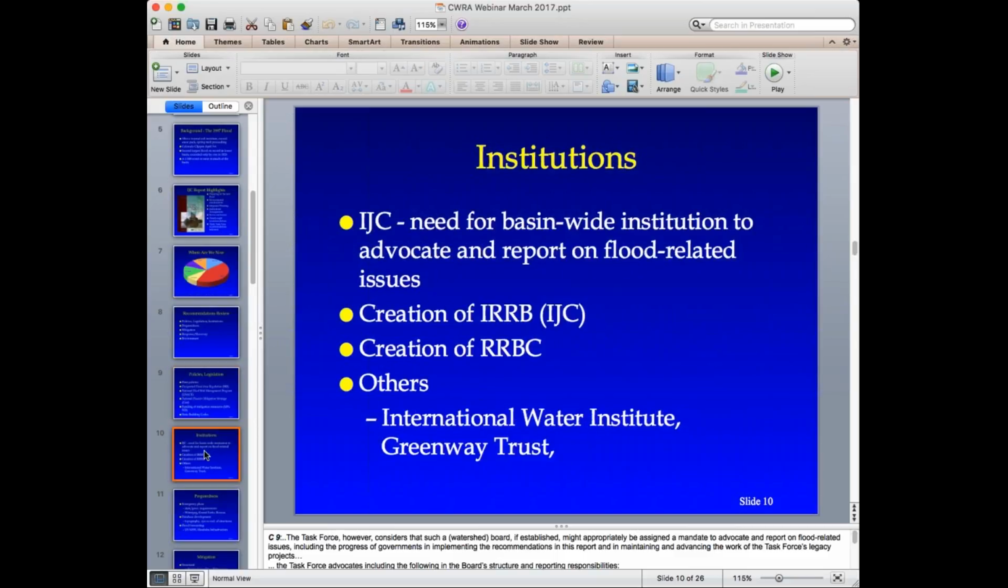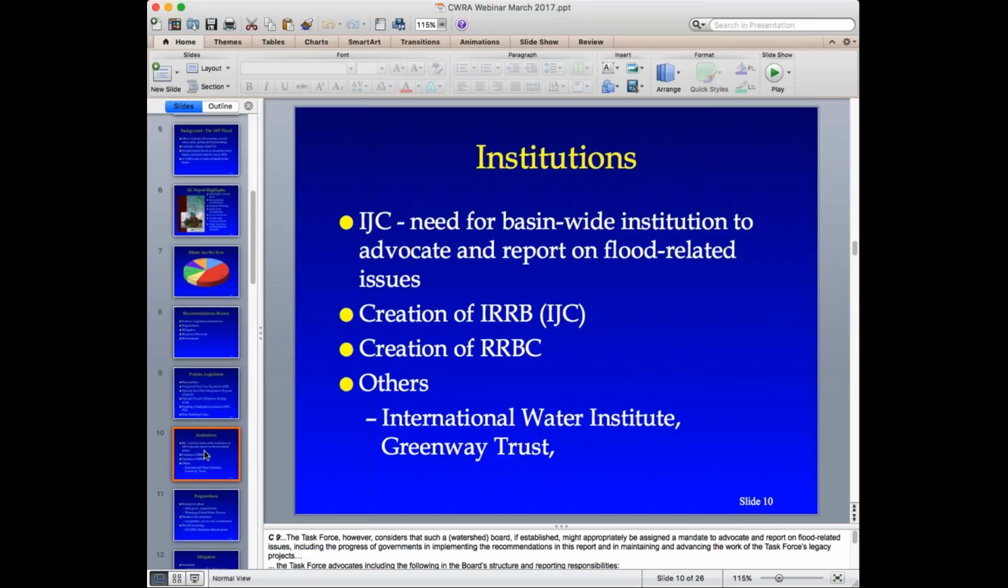In terms of institutions, the IJC did advocate for a basin-wide institution to report on flood-related issues, and the IJC itself created an international Red River board that was comprised of other boards that operated in the Red River Basin, but they brought them all together under one fairly large board that has water management and water quality issues to deal with, things like flood forecasting and so on.